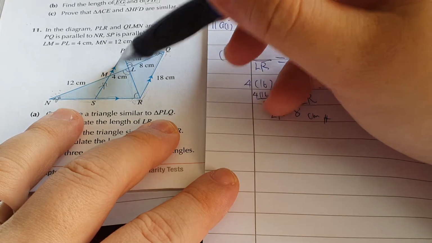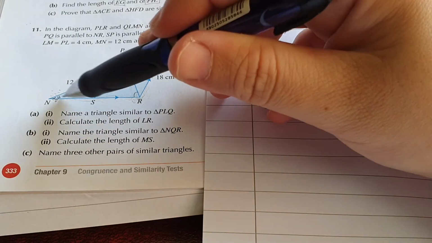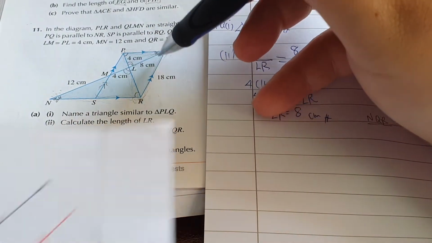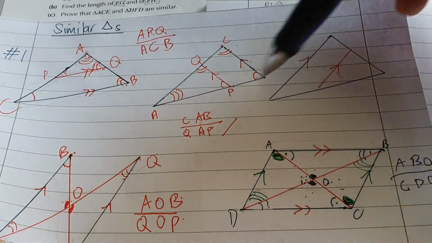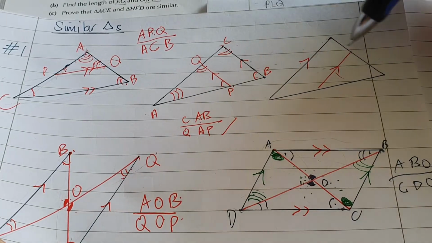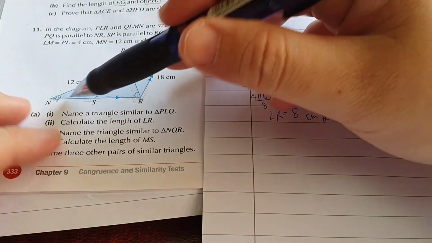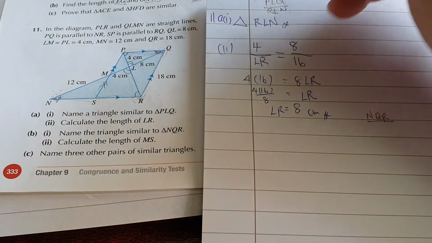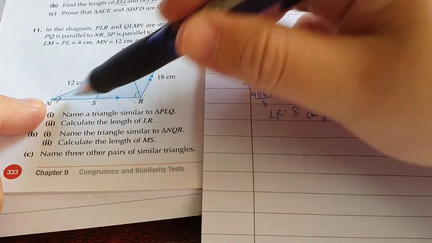Correct? This line is exactly the same as this line, meaning to say it is a case of one triangle, and then inside the triangle you have one line parallel to one of the sides. This kind of case, okay? One triangle, then one line parallel to one of the sides. So we look at this big one, NQR, right? Then we look out for the small one.